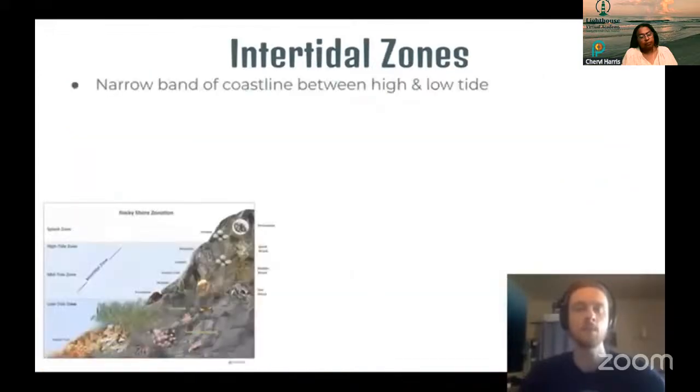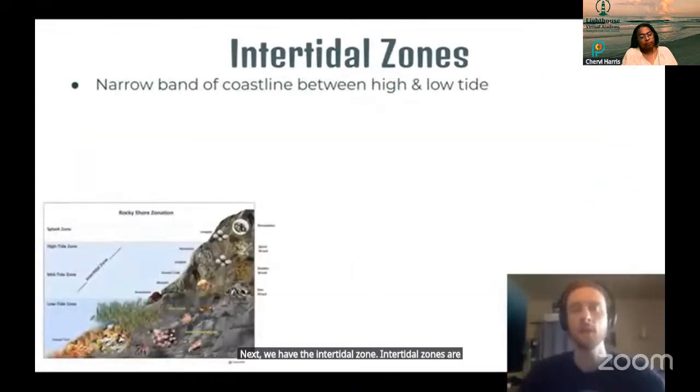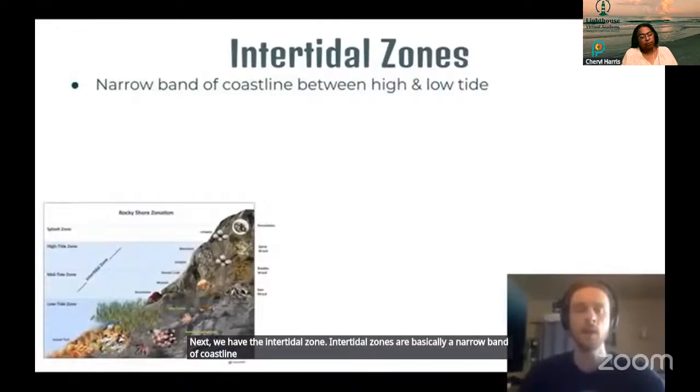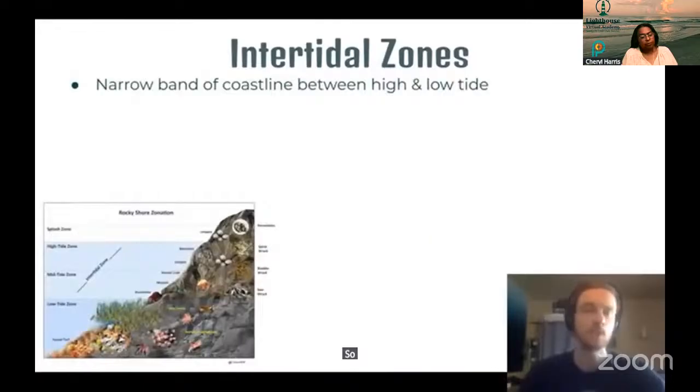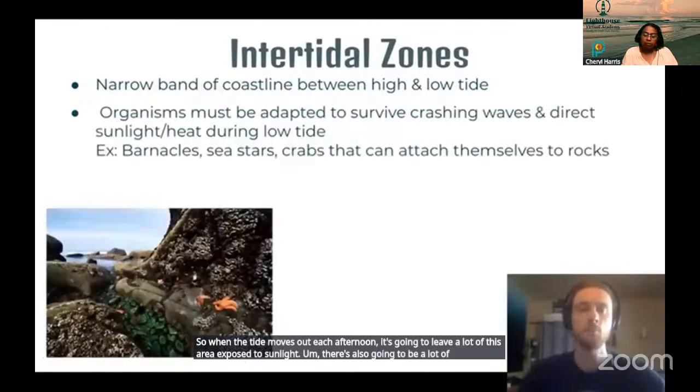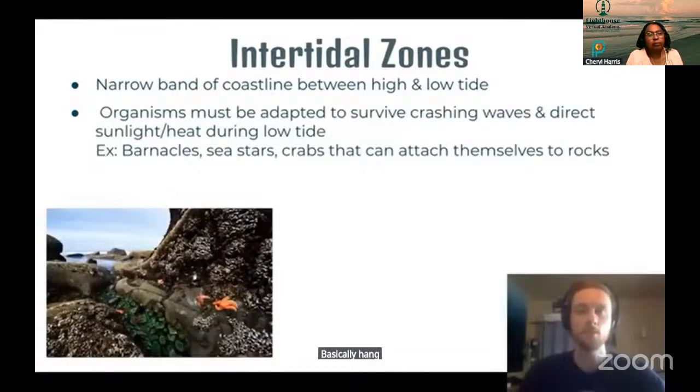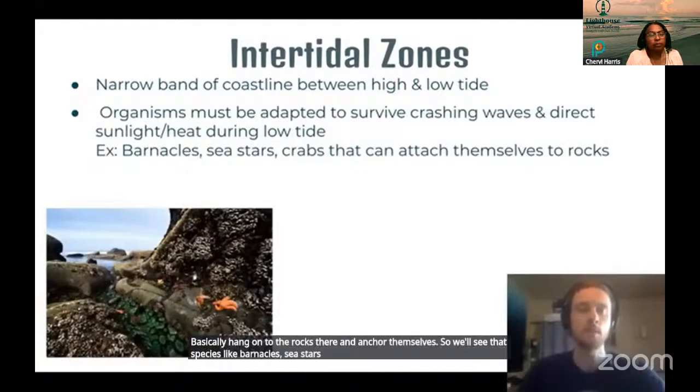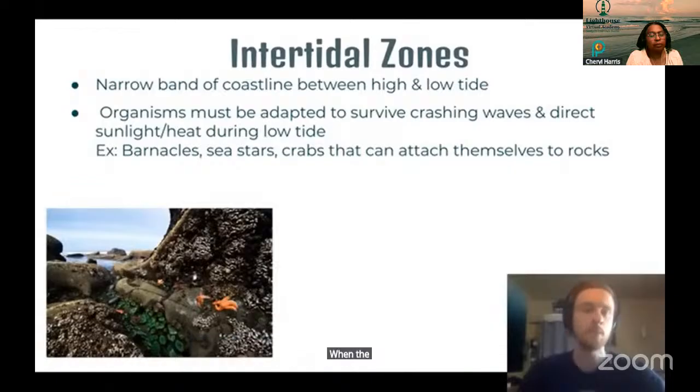Next, we have the intertidal zone. Intertidal zones are basically a narrow band of coastline between low and high tide. So when the tide moves out each afternoon, it's going to leave a lot of this area exposed to sunlight. There's also going to be a lot of crashing waves, which requires the species that live in the intertidal zone to be able to basically hang on to the rocks there and anchor themselves. So we'll see that species like barnacles, sea stars, and crabs are all going to have adaptations that allow them to attach themselves to the rock and resist being pulled out when the tide goes out.